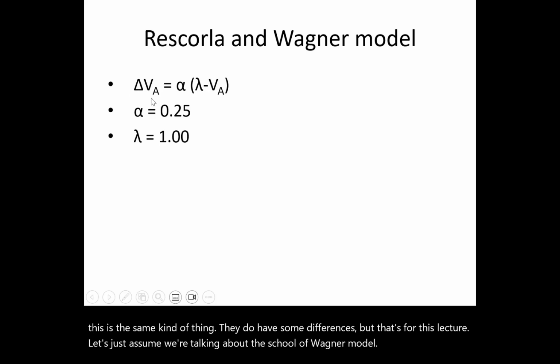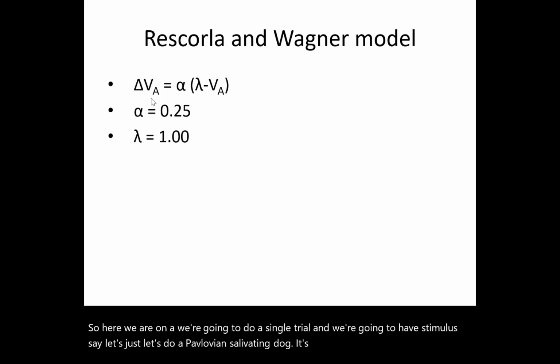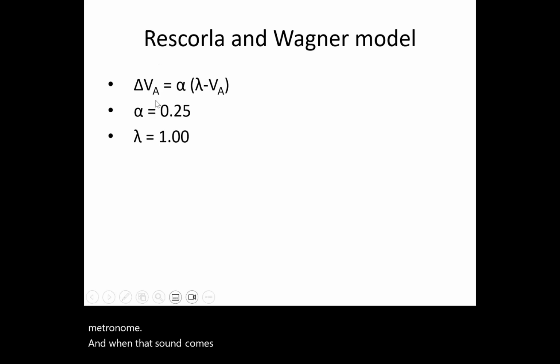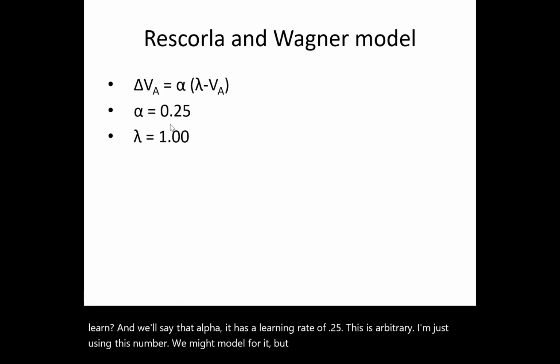So here we are. We're going to do a single trial, and we're going to have stimulus A. Let's do a Pavlovian salivating dog. It's just fun. Stimulus A, we'll say, is a metronome. Beep, beep, beep. And when that sound comes on, how much does the animal learn? We'll say alpha, the learning rate, is 0.25. This is arbitrary. I'm just using this number. We might model for it, but let's just use it to understand the equation.